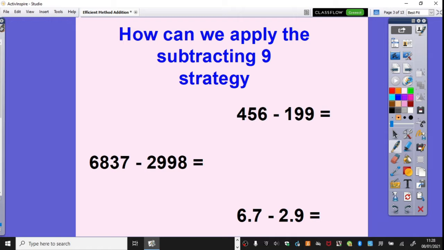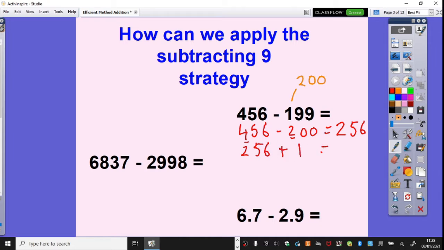We can see that this is close to 200. So we've got 456, and we're going to take away 200. So just 2 hundreds from the hundreds column, which leaves us with 256. However, we have taken away one too many, so we need to make sure that we add that one back on, which gives us the answer of 257. So we'll put that up there as well, the answer of 257.